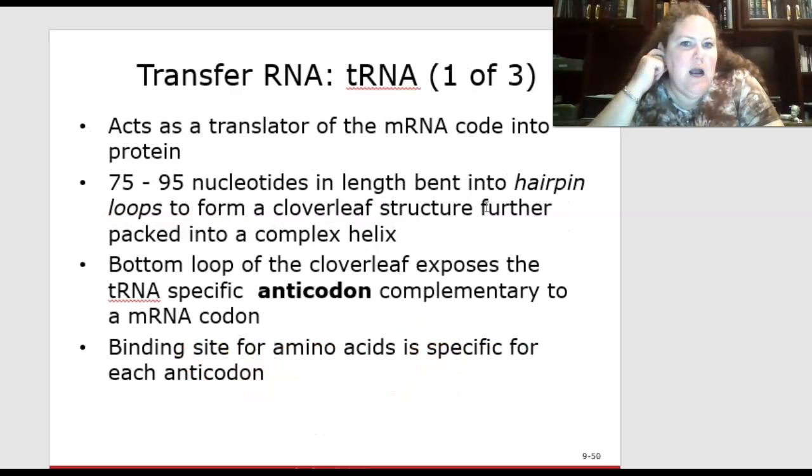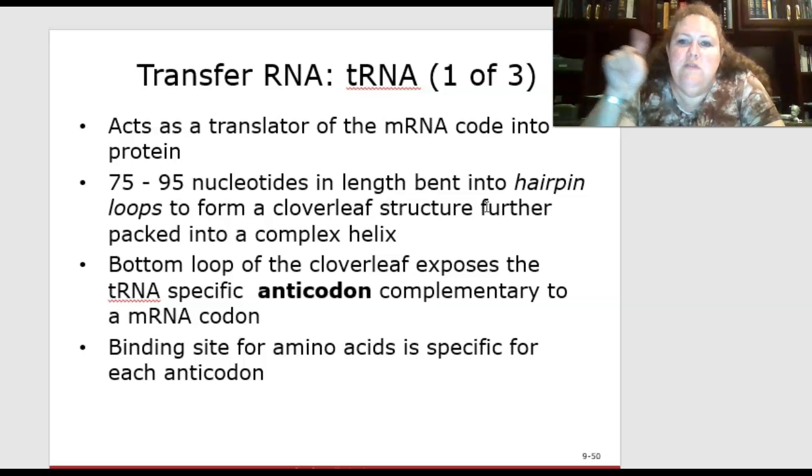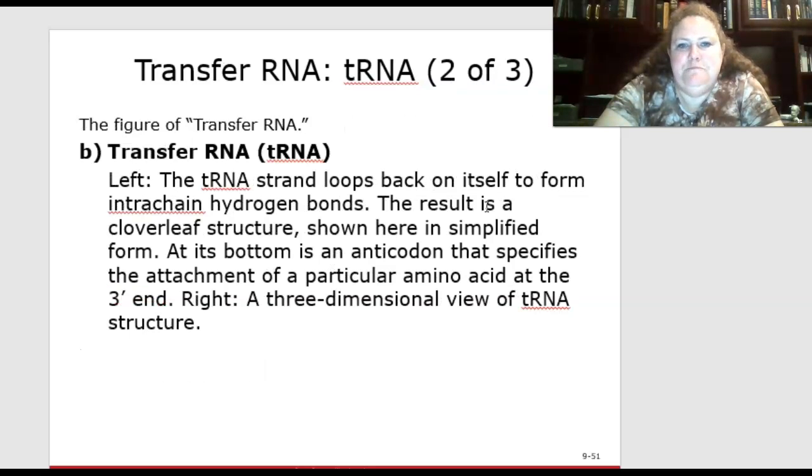Well, then we have tRNA, or transfer RNA, and this acts as a translator of the mRNA code into a protein. These are about 75 to 95 nucleotides in length that are bent into a hairpin loop that forms a cloverleaf structure that is further packed into a complex helix, or a spiral. The bottom loop of the cloverleaf is going to expose the tRNA-specific anticodon, which is complementary to an mRNA codon. And the binding site for amino acids is specific for each anticodon.